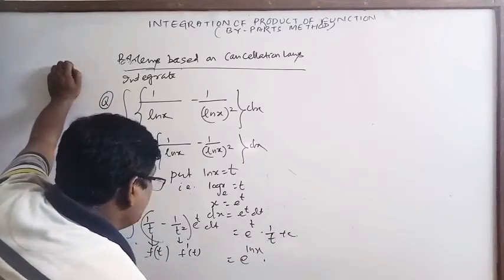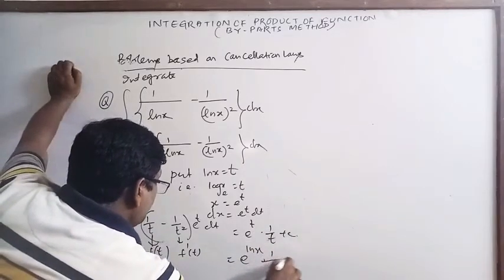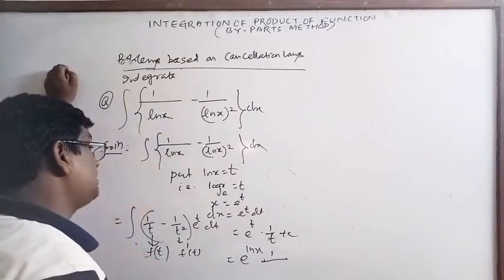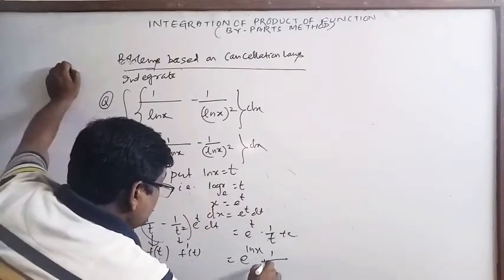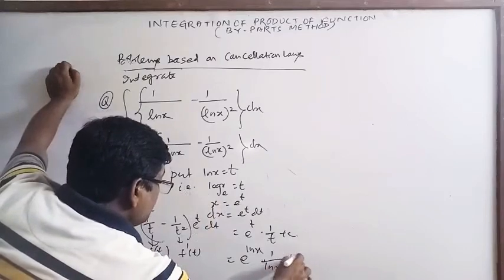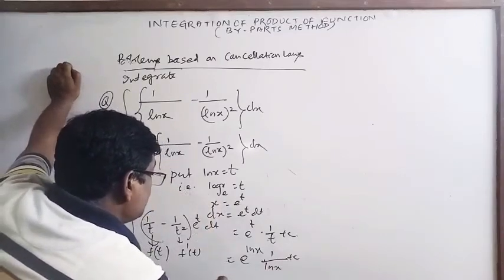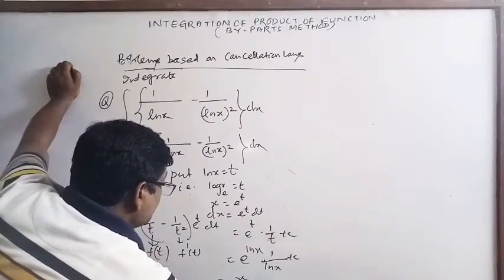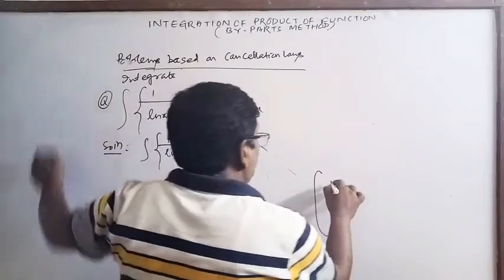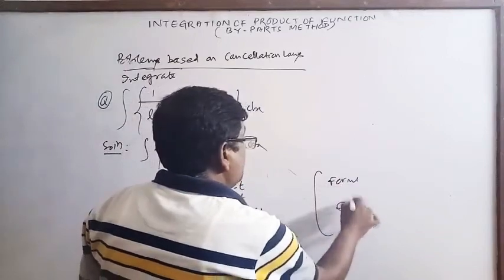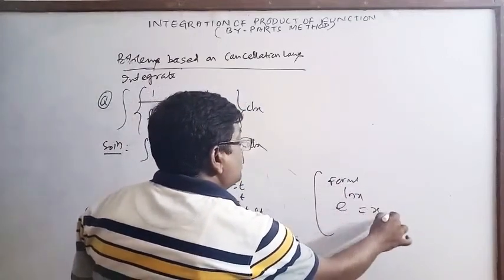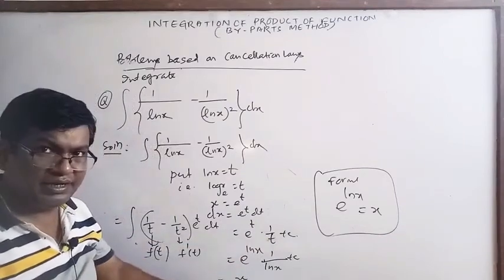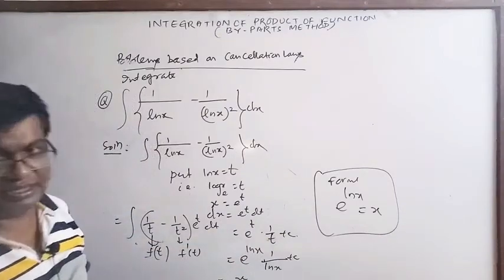So e to the t into 1 by t. What is 1 by t? t means log x, so 1 by ln x plus c. So e to the ln x by ln x plus c. Because by the formula, e to the ln x means x. Applying this, e to the ln x by ln x is x by ln x plus c. Now another question.